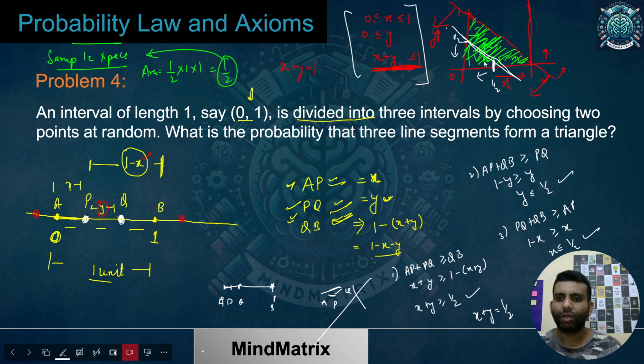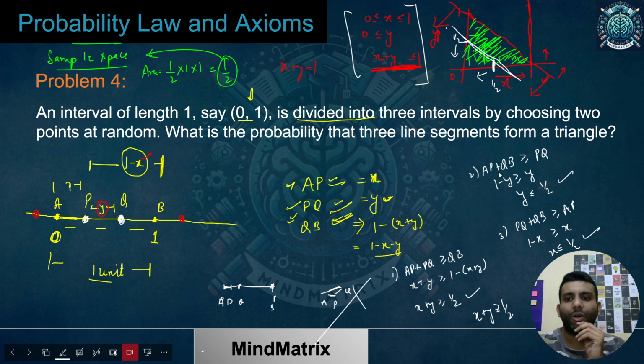There is something I have done wrong. I'll just see over here. So AP plus PQ, X plus Y must be greater than 1 minus X plus Y, greater than 1 minus X. So X plus Y must be greater than or equal to 1 by 2.